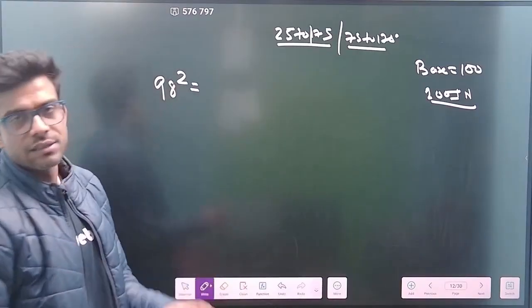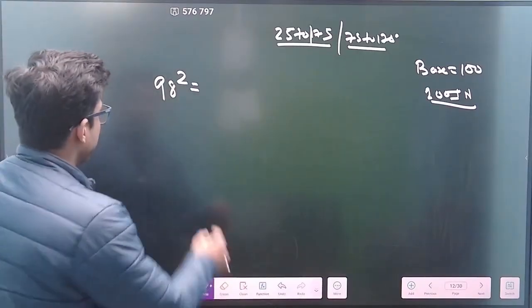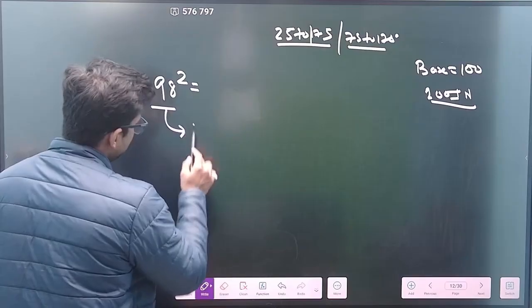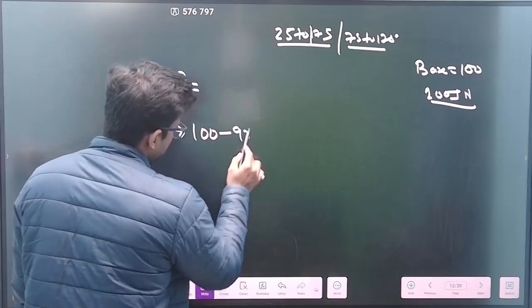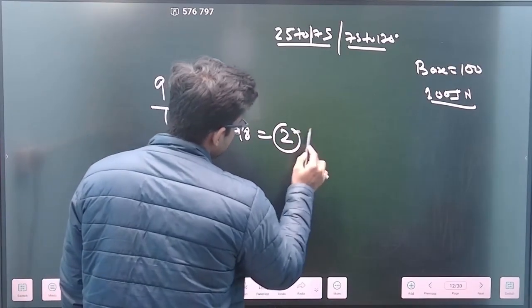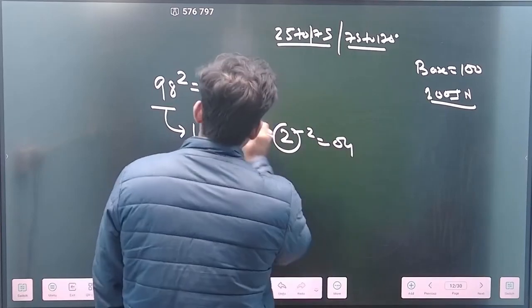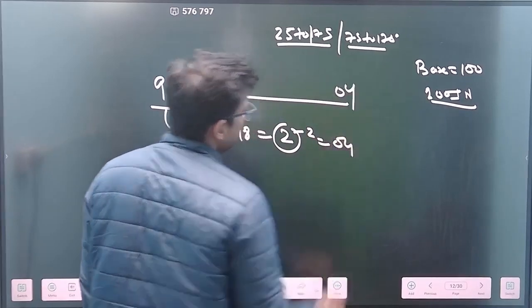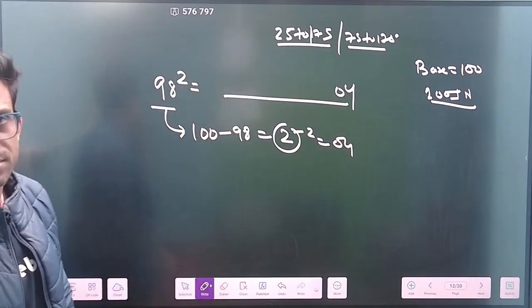Now two things are there. First thing: 100 minus 98 is what? You would say 2. Then find the square of 2, which is 04. Then you write down 04 here. The last 2 digits are given by 04. I think this is clear.